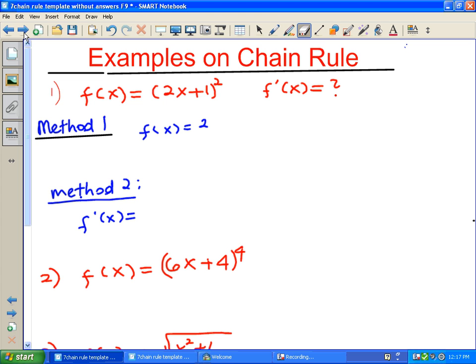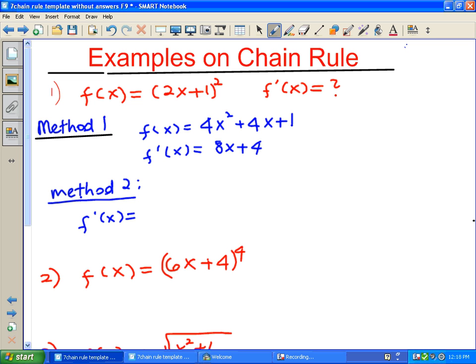Let's just go ahead and distribute the binomial. That would be 4x squared plus 4x plus 1. And now let's differentiate it. We get 8x plus 4. No need for the chain rule with this method.